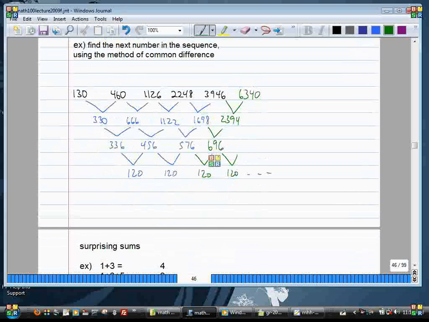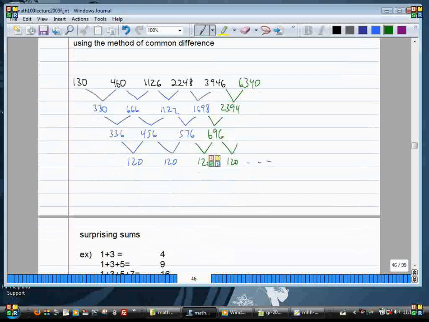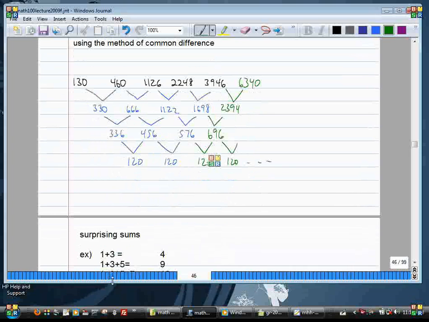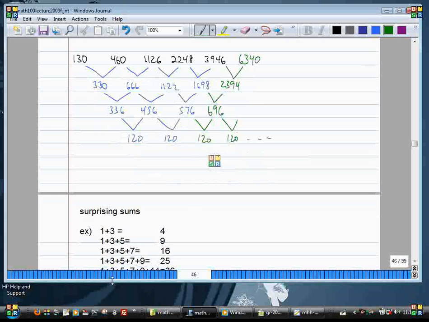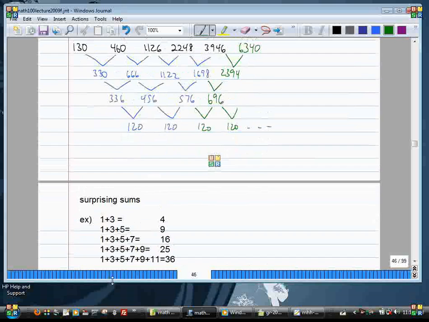Surprising sums. Alright. So let's just add up odd numbers. 1 plus 3, obviously that gives you 4. 1 plus 3 plus 5. 1 plus 3 plus 5 plus 7. 1 plus 3 plus 5 plus 7 plus 9. Guess the next one.